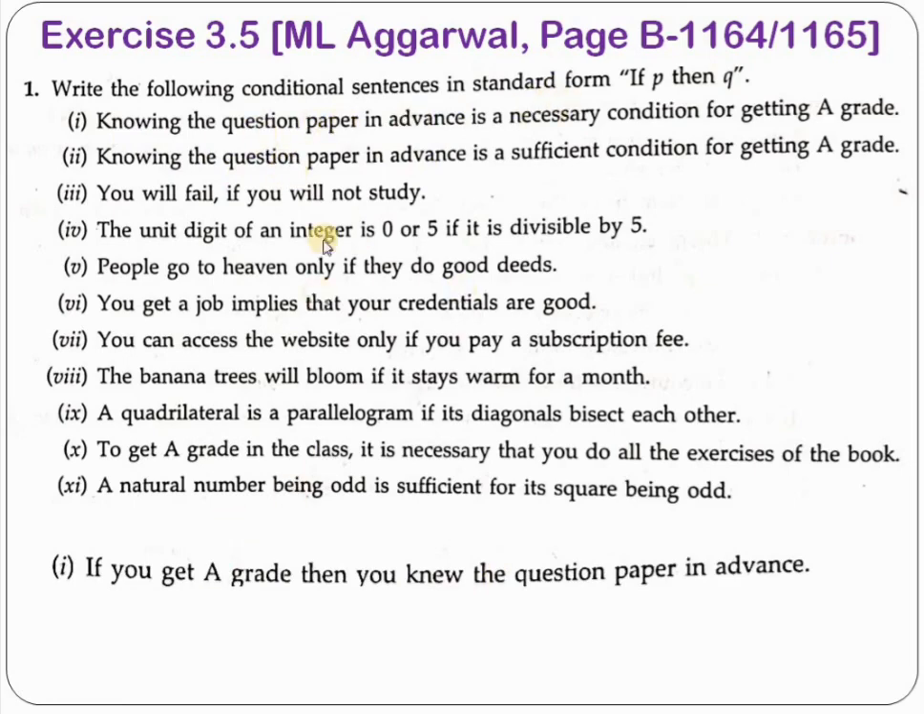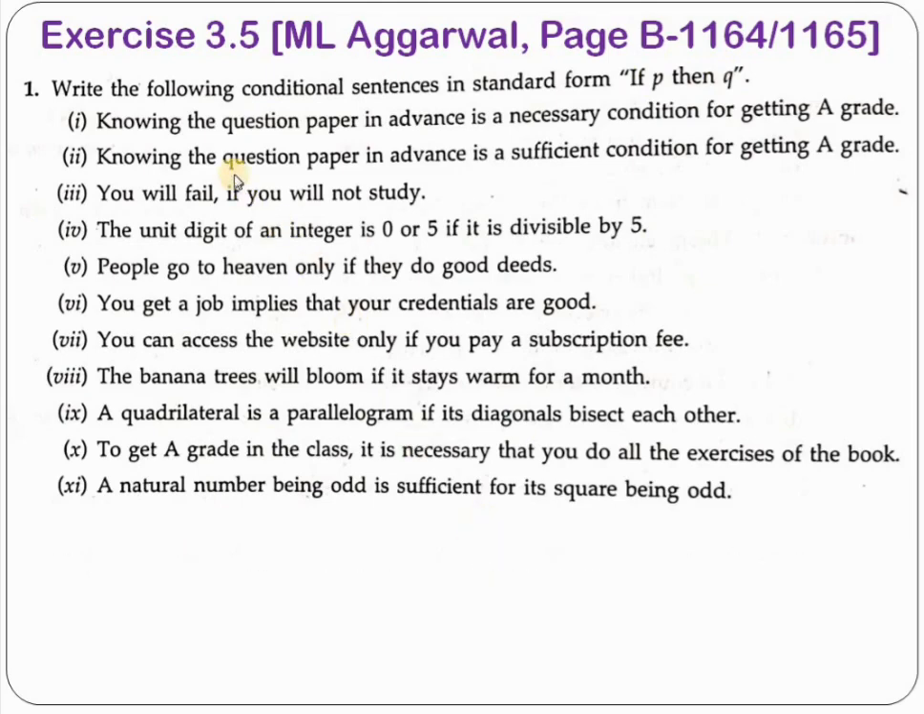Okay, so you have written this first part in if P then Q format. Okay, now let us go to the next one. Knowing the question paper in advance, so this is my P, is a sufficient condition. So there is a sufficient condition written, so that's why this falls under your 4th category, right? In the 4th category you have written P first, right? So whatever comes first, this is your P. P is sufficient for Q, so the next part becomes your Q, right?